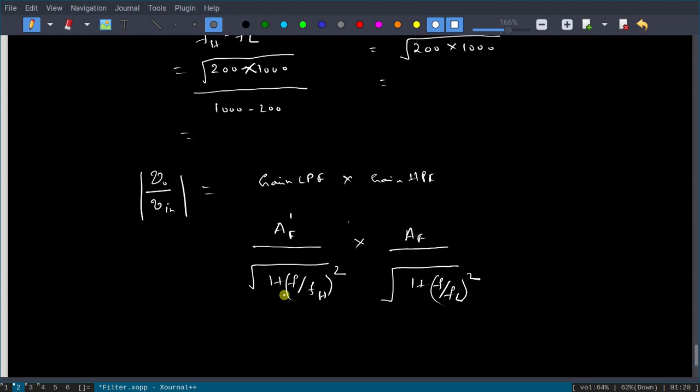You know the gain of a first order low pass and of a first order high pass, so it will be easy to calculate this. Each gain here, AF dash is 2 and AF is 2, so together you have to multiply 2 into 2. Sorry, here I have missed one thing. You have to write F by FL in the high pass filter. The gain of the high pass filter is AF multiplied by F by FL. I forgot that, sorry. So this will be the total gain. Okay, so this is about the band pass filter.